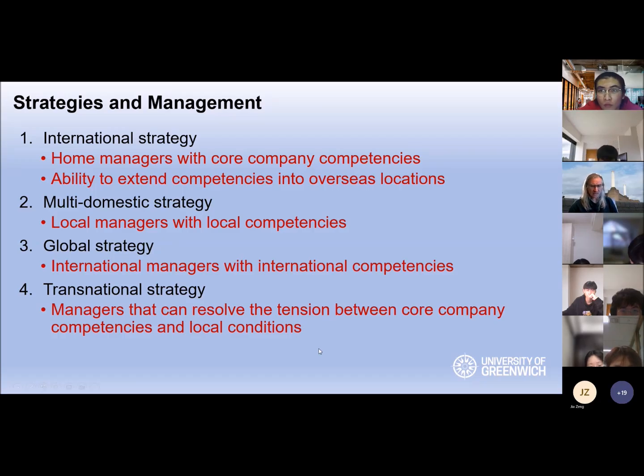And in a transnational strategy, well, it's much more mixed up. So that's when you can find, yes, there are international managers at the top moving around, but there may be middle managers as well who get moved around.